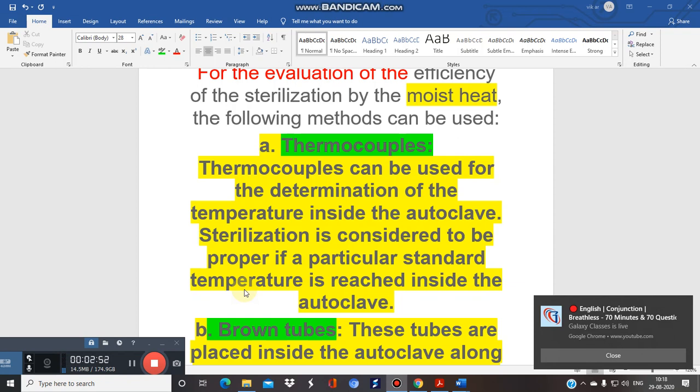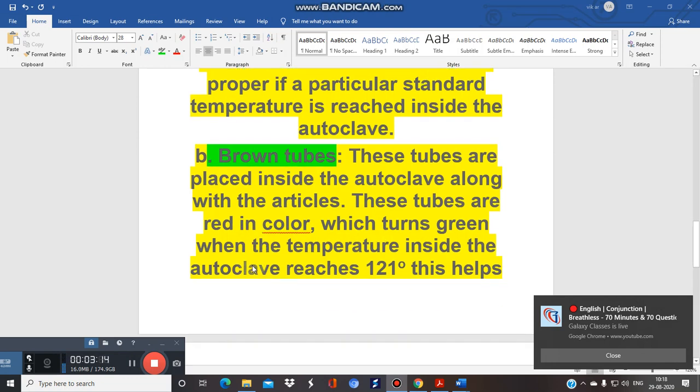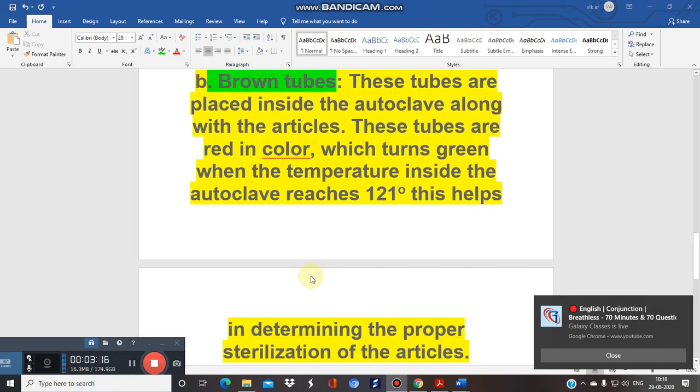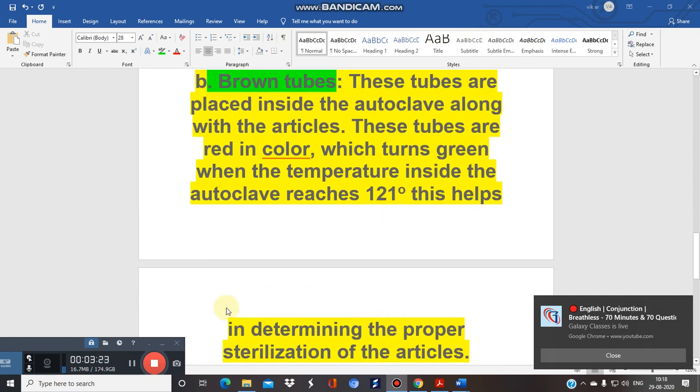So here it is the function of the thermocouples. They can be used for determination of the temperature inside your autoclave. So next is the Browne tubes. These tubes are placed inside the autoclave along with your other articles or samples that are to be sterilized. Basically these tubes are red in color, which turns green when the temperature inside the autoclave reaches 121 degrees Celsius. And this will help in determining the proper sterilization of the articles.